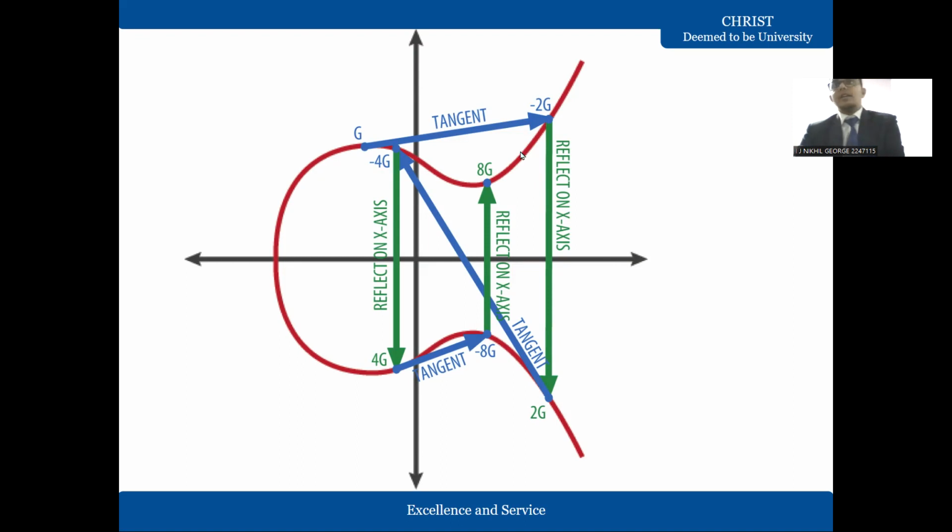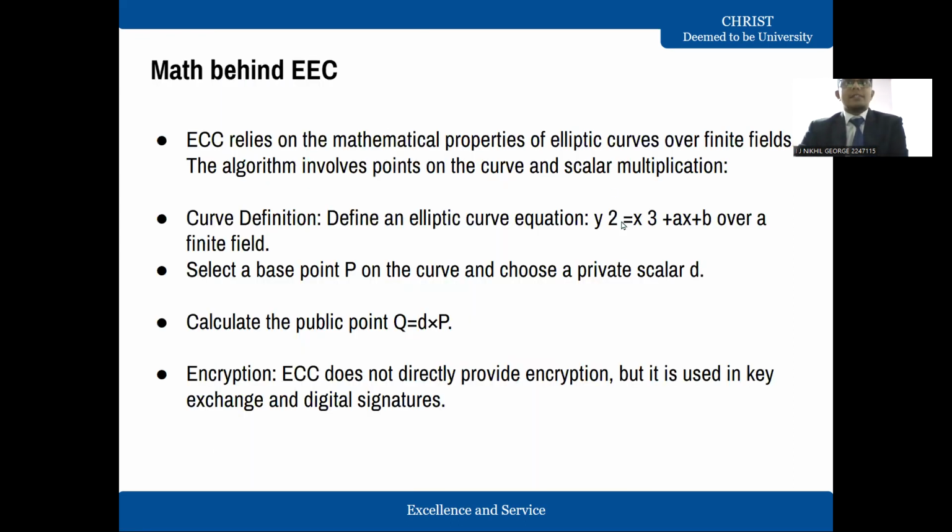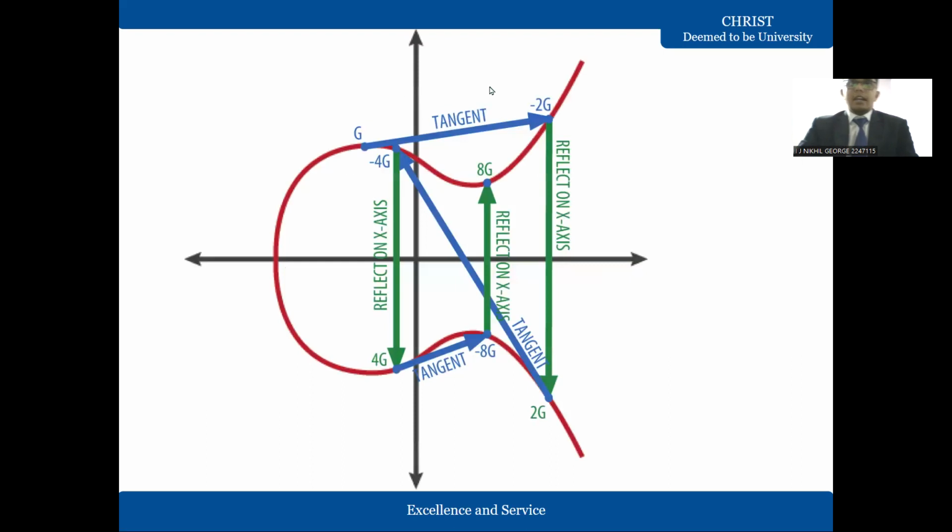So take a curve, okay? Let the curve be y square is equal to x cube plus ax plus b. And when you draw the curve, maybe you'll see the red line, right? And that is the curve. And you take a point on the curve.